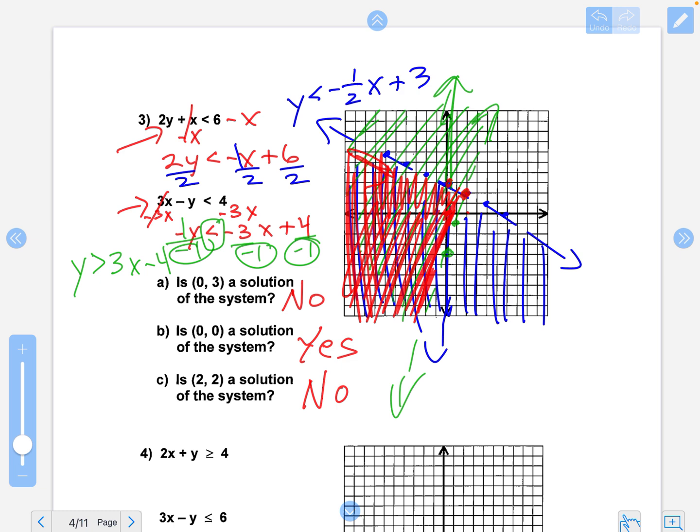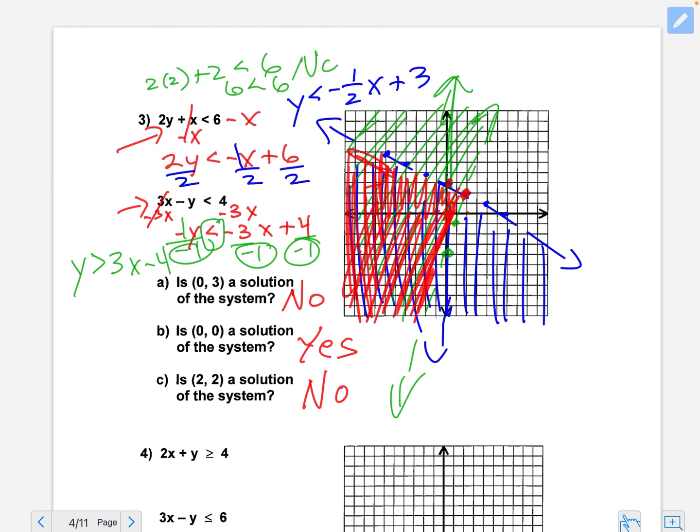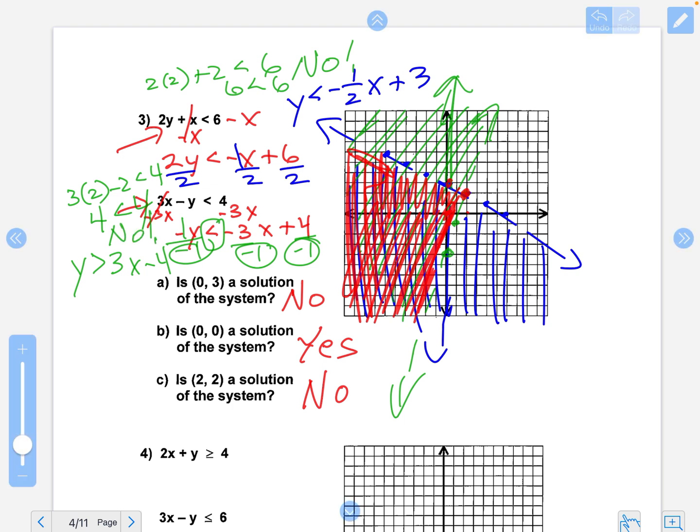Now, if we weren't sure, let's plug in right here. 2 times 2 plus 2 is less than 6. That's 6. 6 is not less than 6. What would happen here? 3 times 2 minus 2 is less than 4. That would say 4 is less than 4. So if there were an or equal to under it, it would be a solid line, it would be a solution. But since it's on dashed lines, then no, not a solution.